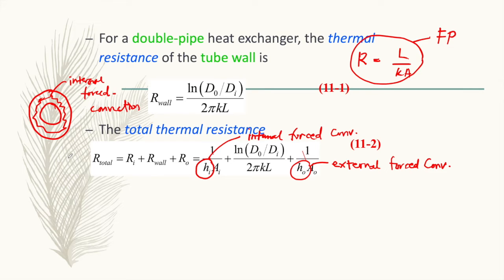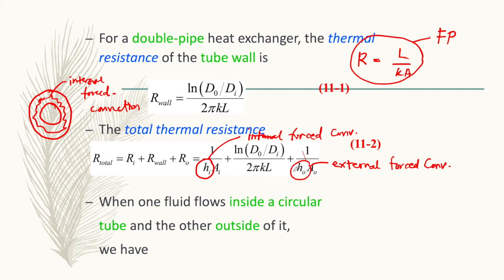To make you understand the calculation, I will focus the explanation on the example. I will focus more on how to calculate the annular space heat transfer coefficient in the example. When one fluid flows inside the circular tube and the other outside of it, we have Ai is pi Di L and A outer is pi D outer L.